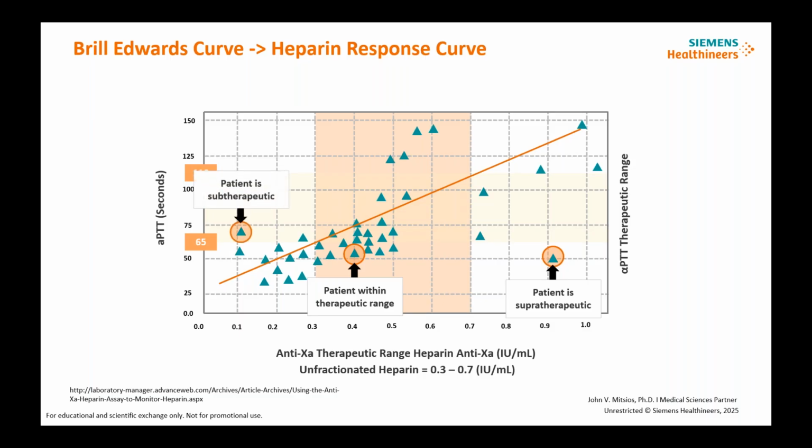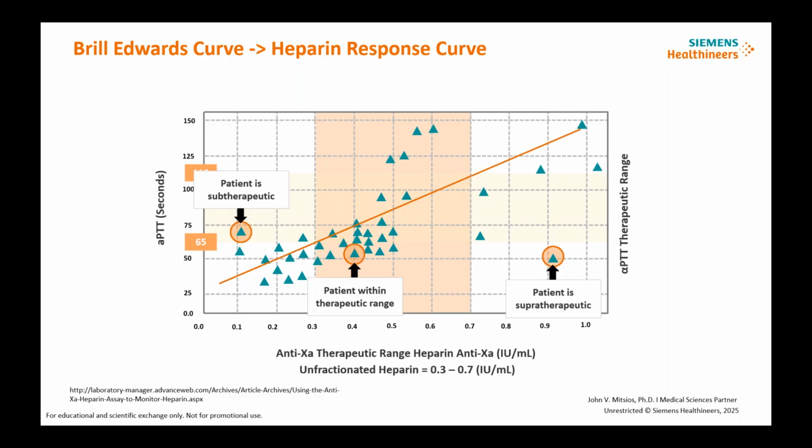Whereas if I'm looking at this particular example, the patient would be considered to be subtherapeutic, right? Because now it's below that therapeutic window of 0.3 to 0.7 as defined by the anti-10A assay, but it's in that therapeutic window as defined by the PTT. So now again, that conundrum for the clinician is, what do I do? Which assay do I believe?